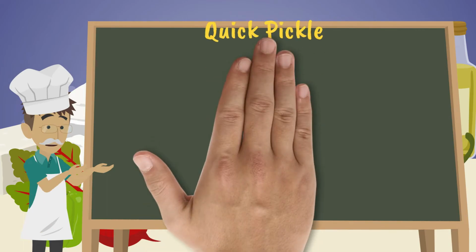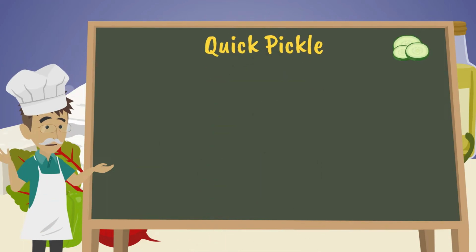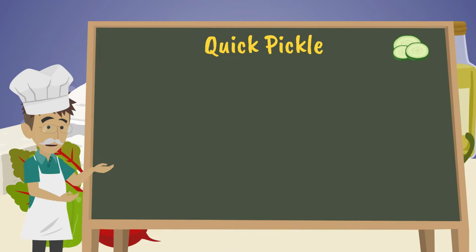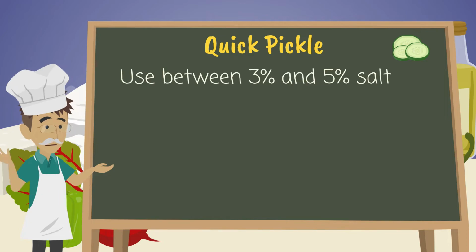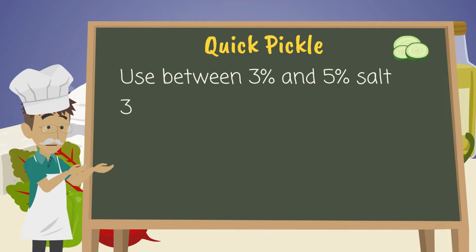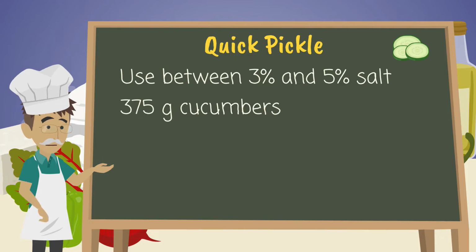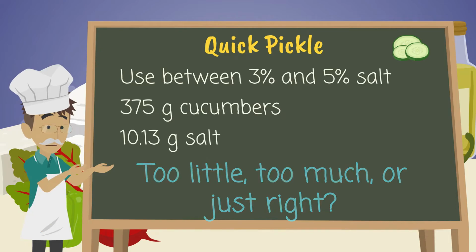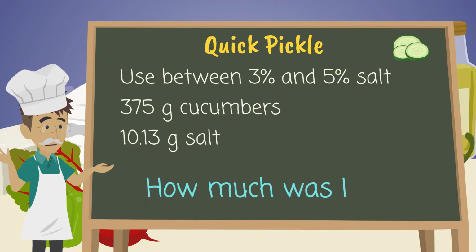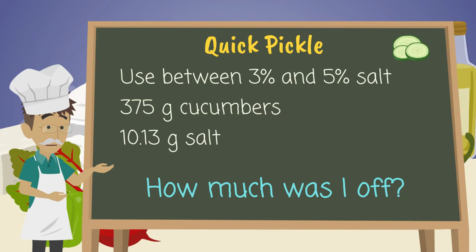I am pickling some cucumbers and I do not want them to be too salty. I need to use at least 3% salt, but I should not use more than 5%. Unfortunately, I forgot to calculate the percentage. I used 375 grams of cucumbers and 10.13 grams of salt. Did I use too little, too much, or the right amount of salt? How many grams too much or too little did I use if I was off?